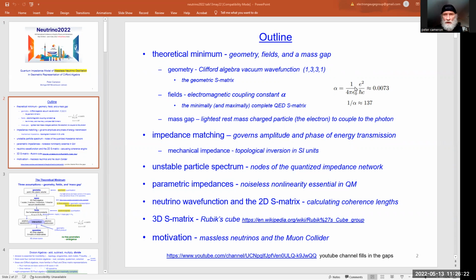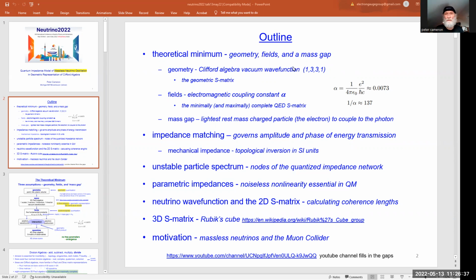We introduce a coupling constant to get physical manifestation. The fundamental constants that define alpha permit assigning flux quanta to the 8 wavefunction components. And you need a mass gap, the lightest rest mass charged particle, the electron, to couple to the photon.